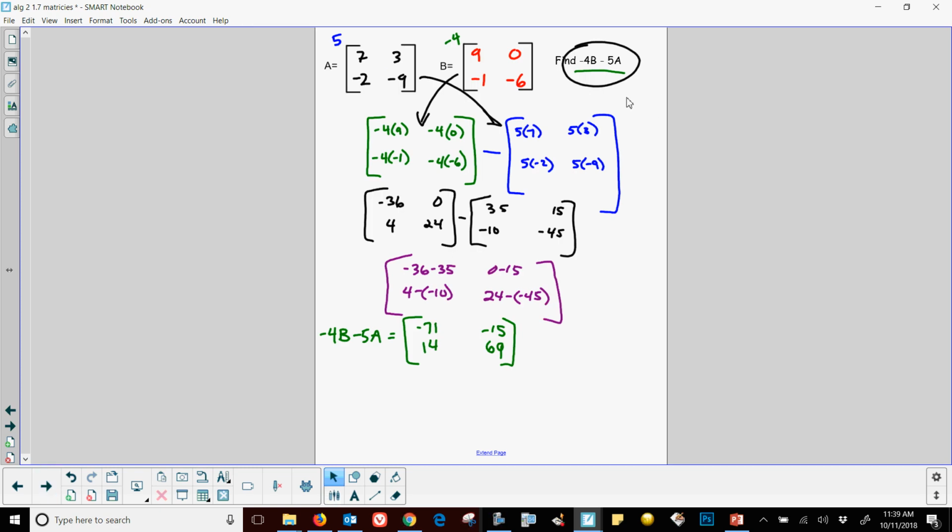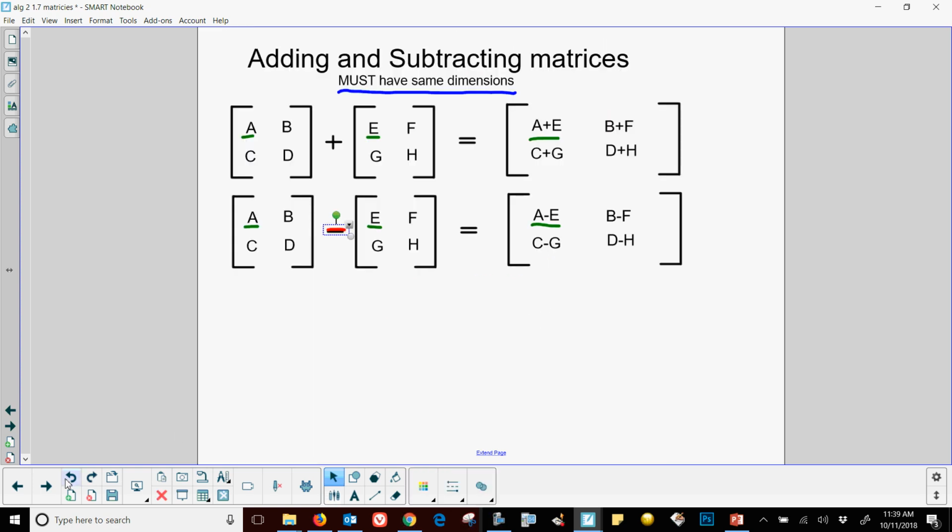Here's the last one I showed them with add, subtract, and scalar. It was a combination of both. Here's A and B, and find -4B minus 5A. Well, -4 times B, put it there. And then we had a dilemma. We could either do -5 times A and put it here, or +5 times A and put it here. And let me tell you what I'm talking about.